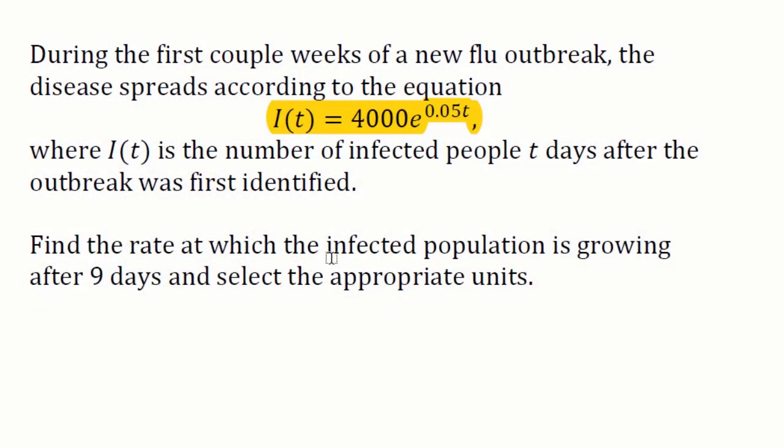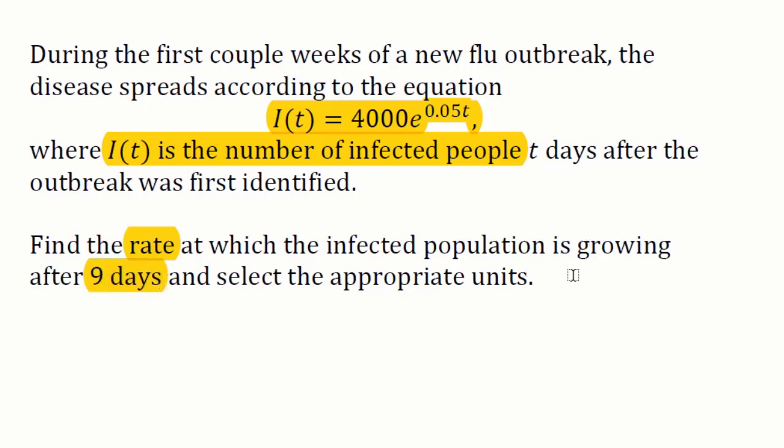Find the rate at which the infected population is growing after 9 days. The letter I in our problem is the number of infected people. Our modeling function represents how big this number of infected people is in t days after the outbreak was first identified. Specifically, we want to find the rate at which the infected population is growing 9 days after the outbreak.